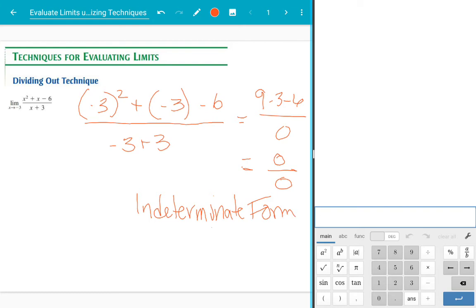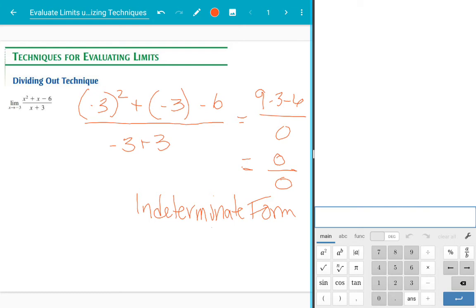Right, so we don't know exactly what this value is equal to because it doesn't fall under any rule. There is no rule for it. 0 divided by 0 is just not something that we know. So we say it's indeterminate in terms of us evaluating the limit. All right, so we just don't know what's happening.